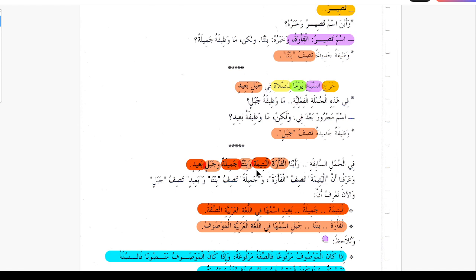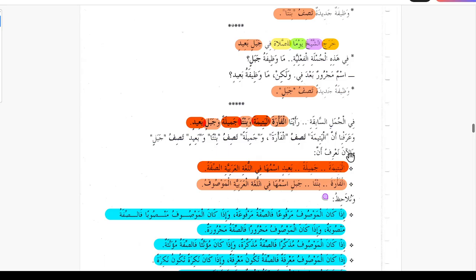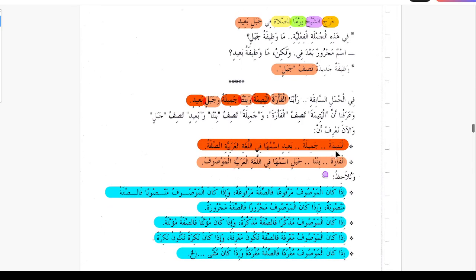yatima, this word tasiful fara, is the adjective of fara. Wa jamila tasifu bintan, jamila is the adjective of bintan, and ba'idin is tasifu jabalin, the adjective of jabalin. Now we know that al yatima, jamilatan, and ba'idin, they all ismuha fil lughat al arabiyya sifa, are called adjective.